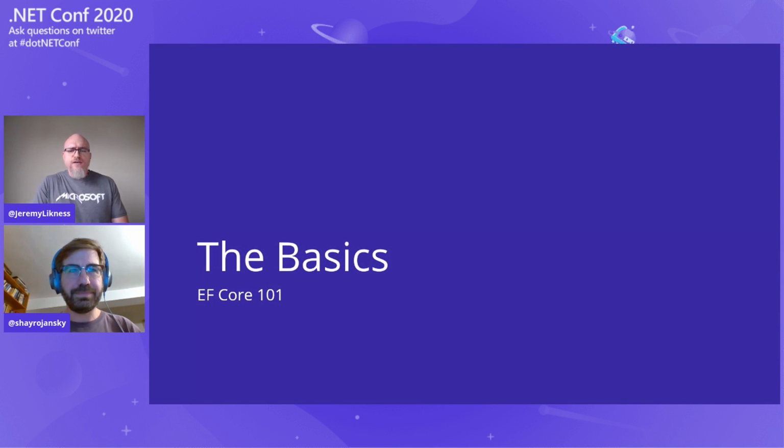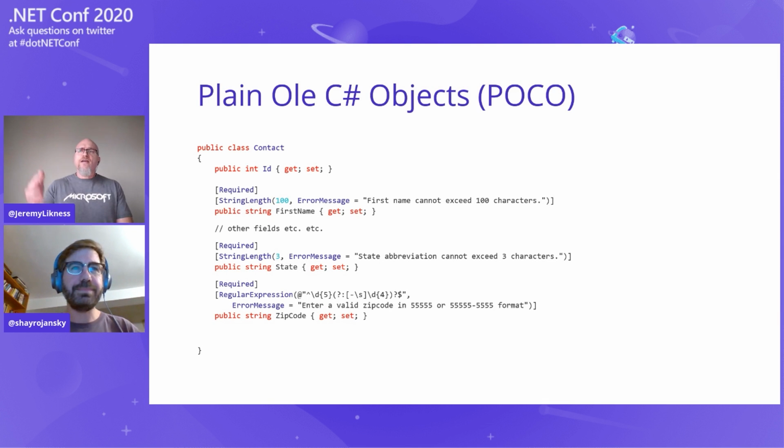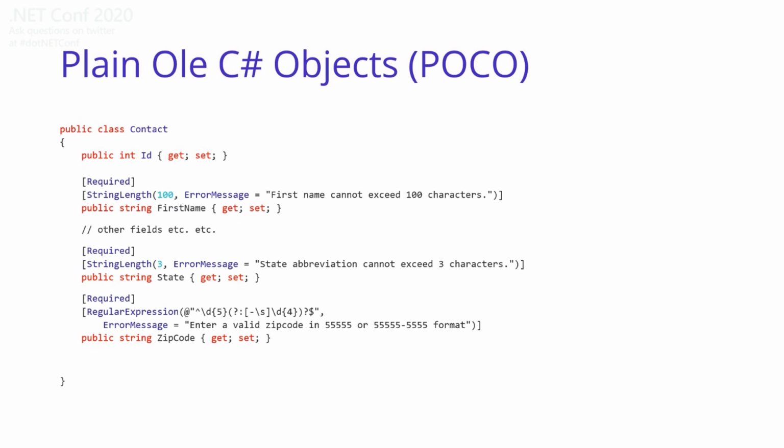So let's take a look at the basics really quickly. Here is a plain old C# object. I have a class that has some data annotations. These are probably so that a form can display the right messages, etc. Out of the box, Entity Framework will look at this and instantly assume ID is a primary key. It has certain conventions that are built in, but you can override those.